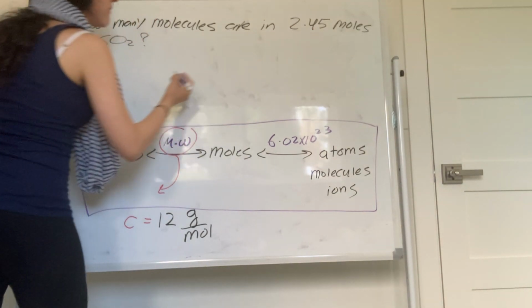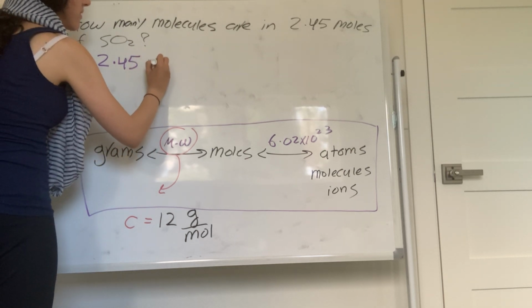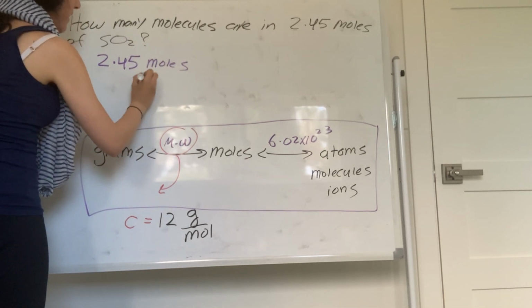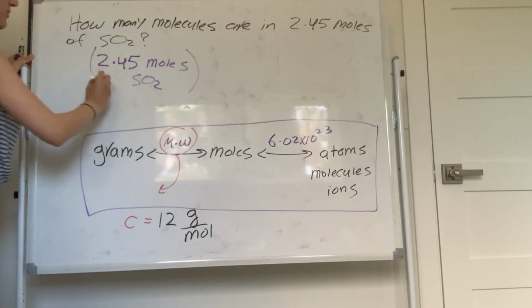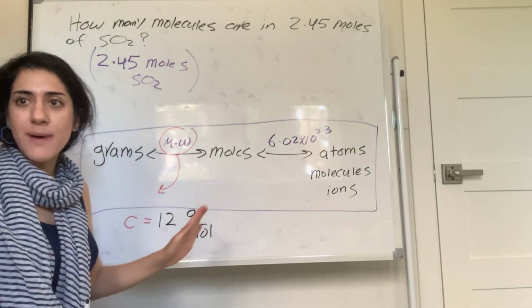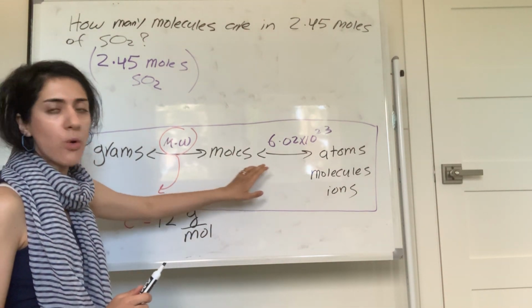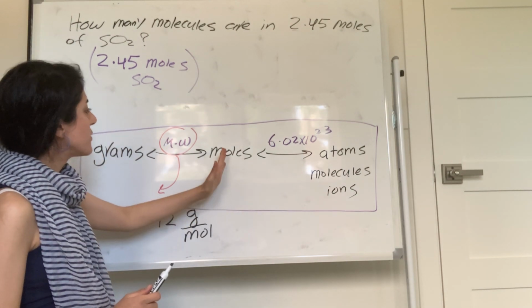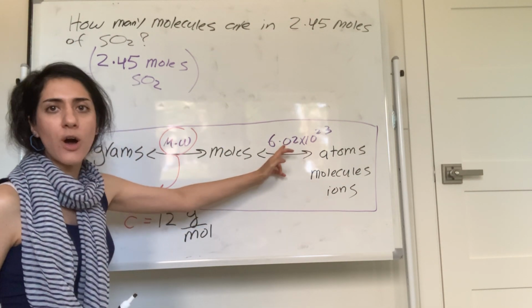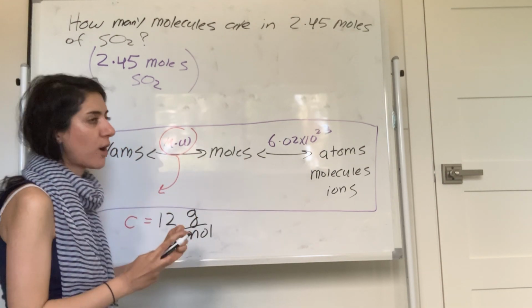The only number I have is over there. I have 2.45 moles of SO2. That's what's given to me. You agree? Write down what's given to me. I don't want moles. What do I want? I want molecules. Guess what? I'm going to come down here because we talked about this. I don't want moles. I want molecules. How do you go from moles to molecules? We said to go from moles to molecules, we need Avogadro's number, right?